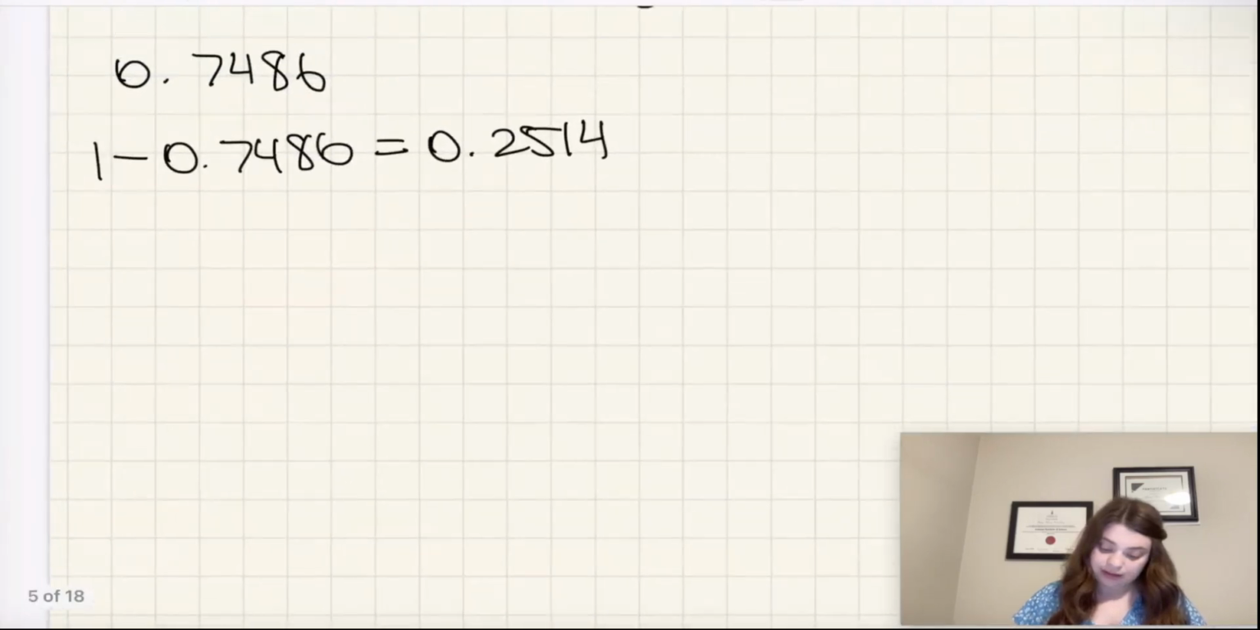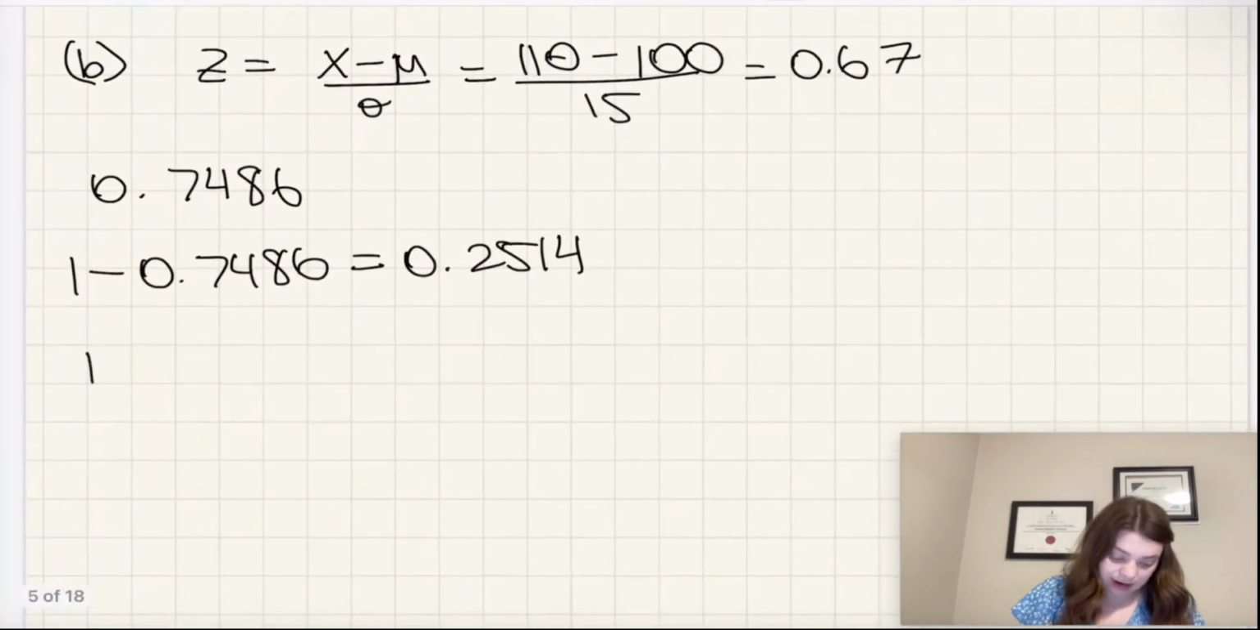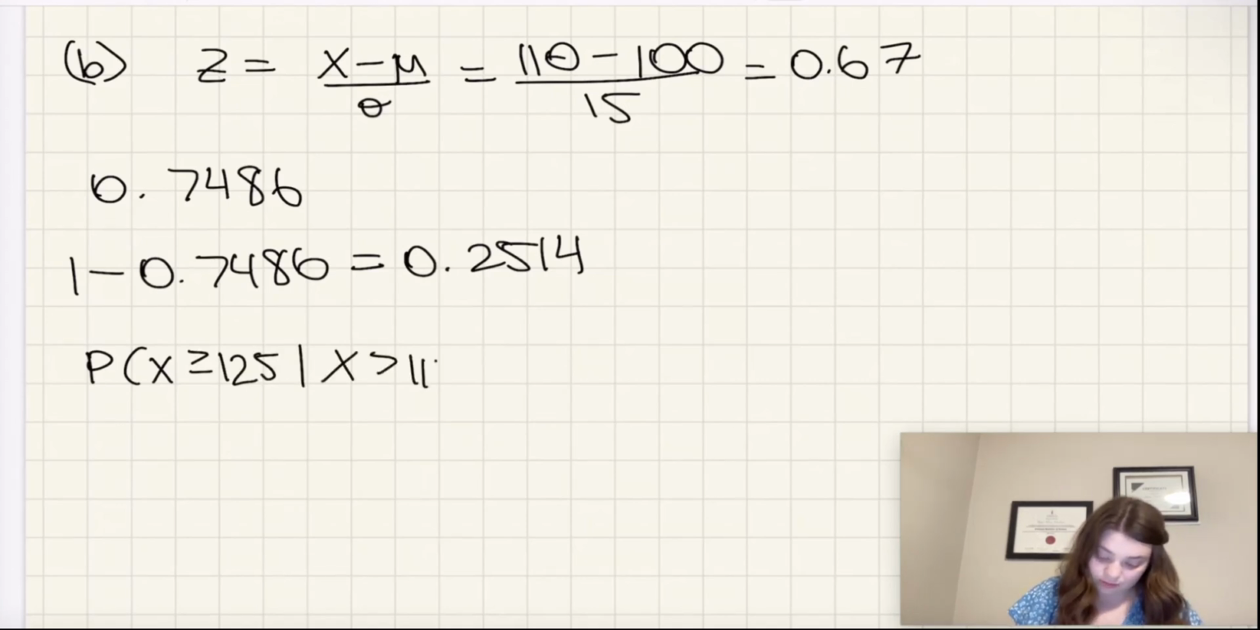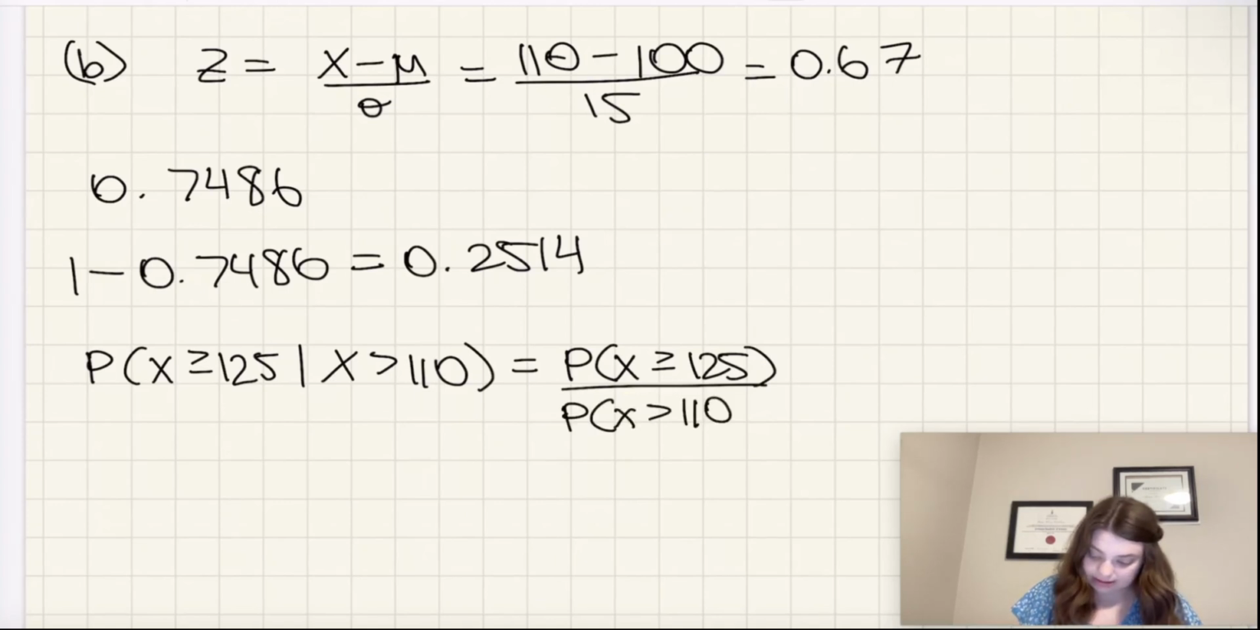So let's do that full question. Basically, they're asking the probability of having an IQ score of greater than or equal to 125, given that it's greater than 110. So in order to do that, I need to do the probability of x being greater than or equal to 125 over the probability of x being greater than 110.